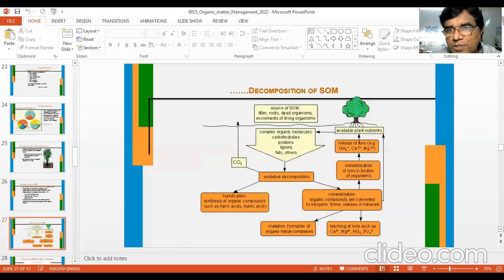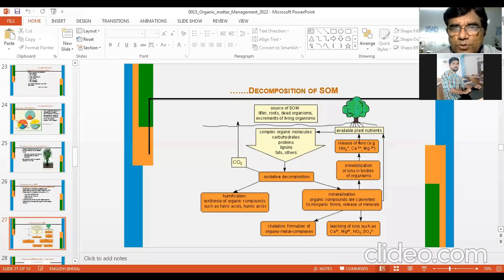So you can see the decomposition processes of soil organic matter. It is a very simple picture, try to understand it. You start from the central part. Sources of soil organic matter are litter, organic manures, roots, dead organisms, and excrement of living organisms. They contain certain complex organic molecules. These organic materials are made up of carbohydrates, proteins, lignins, fats, and others you have seen. Now they are to be broken down by microbes. This happens through oxidative decomposition under aerobic conditions, but it can also decompose differently under anaerobic conditions.